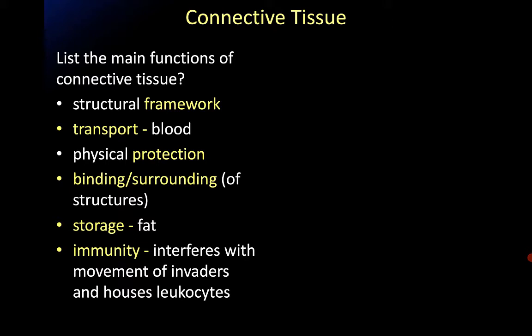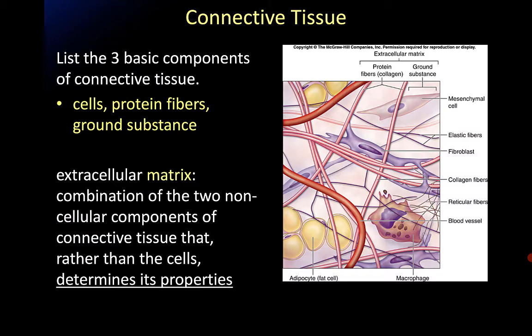We can actually store fat in our connective tissues. Adipose is a connective tissue. And because blood is a connective tissue, our connective tissues can help to provide our immunity. This would be the job of the leukocytes or white blood cells.